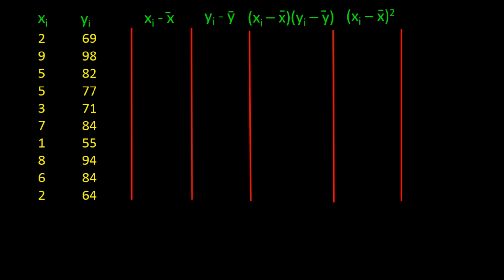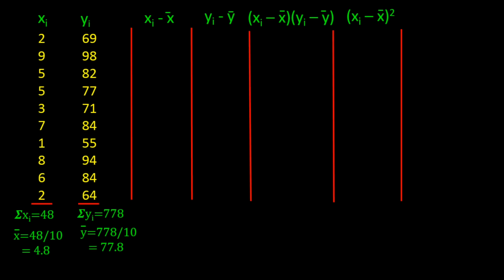Before we fill in all of these columns with our calculations, we first need to get x bar and y bar. So let's add up all of the x's, and we get 48, and so x bar would be 48 divided by 10, and we get 4.8. Now let's add up all the y's, and we get 778, and then to get y bar, we divide 778 by 10, and we get 77.8. So now that we have x bar and y bar, we are ready to get all of the other numbers.